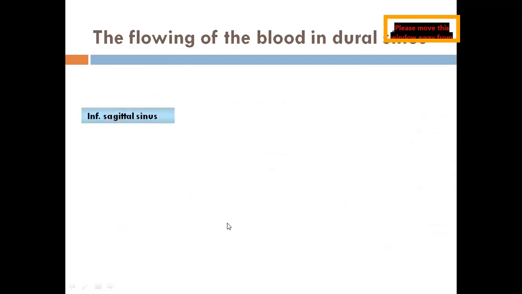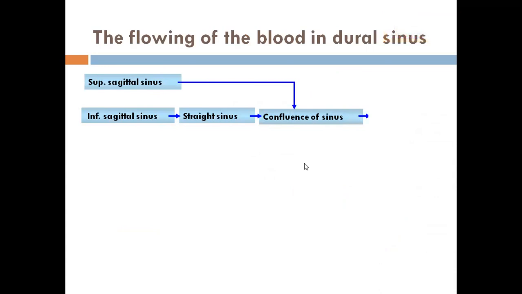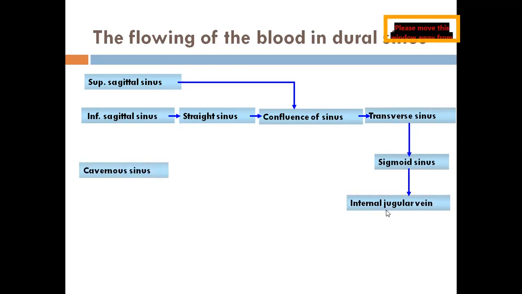Now let us see the flow of blood. From the inferior sagittal sinus, the blood is moving to the straight sinus. From here, the blood is moving to the meeting point of sinuses, which is called the confluence of sinuses. From the superior sagittal sinus, the blood moves again to the confluence of sinuses. From the confluence of sinuses, it moves to the transverse sinus. From the transverse sinus, the blood moves to the sigmoid sinus, and from the sigmoid sinus to the internal jugular vein. From the internal jugular vein, it goes to the brachiocephalic vein, finally into the superior vena cava.